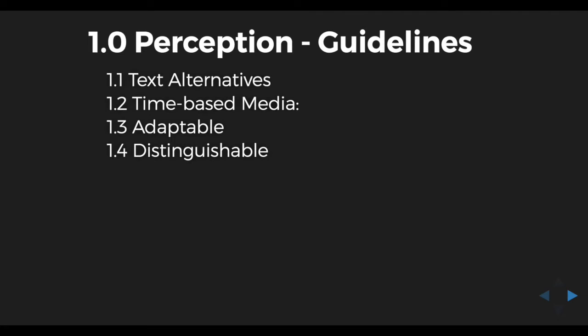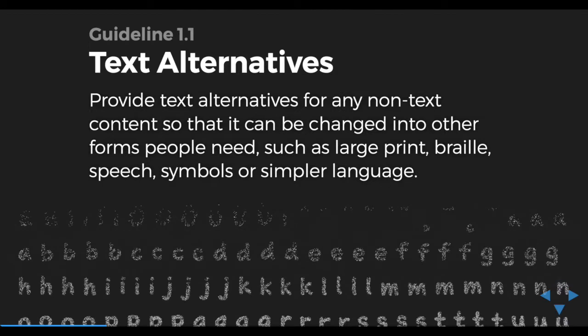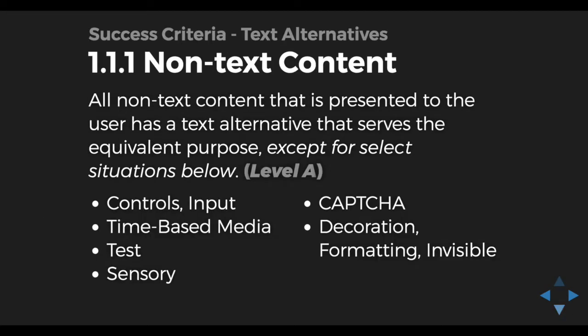So in perception, the guidelines are text alternatives, time-based media, adaptable, and distinguishable. So text alternatives: provide text alternatives for any non-text content. Can anyone name non-text content? Photos, videos. Photos, videos, okay. Clip art.